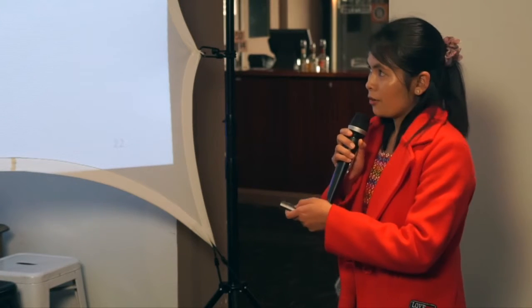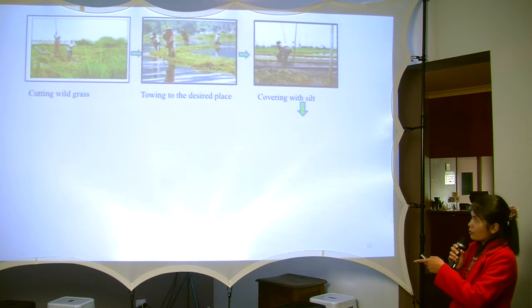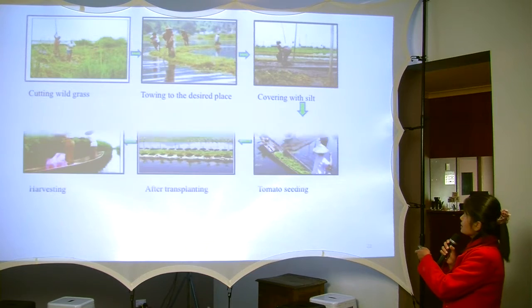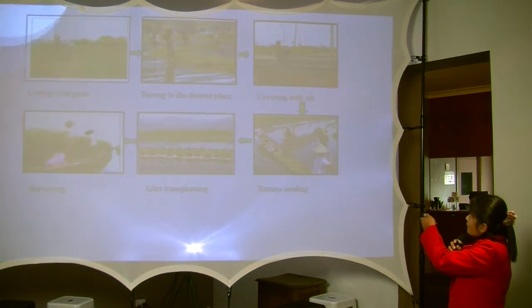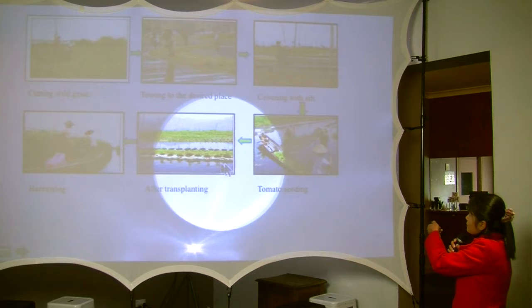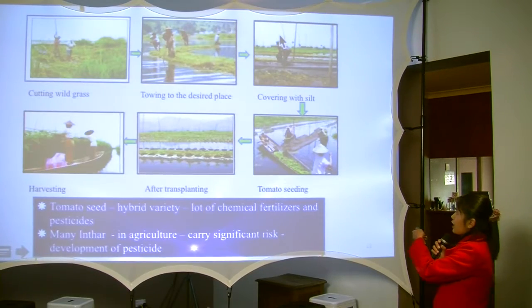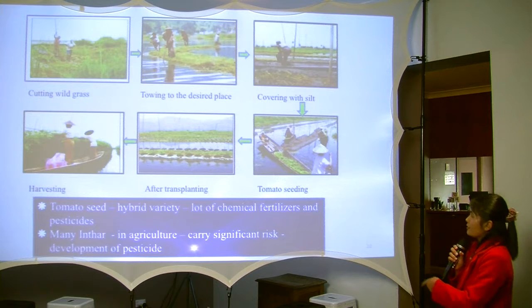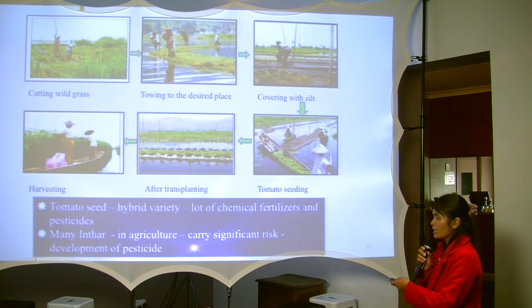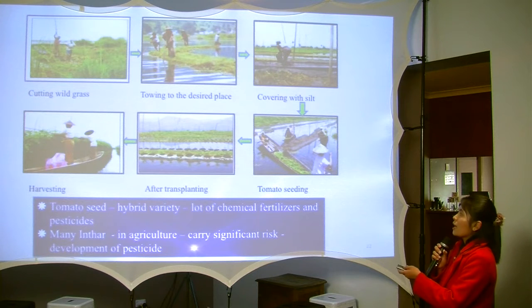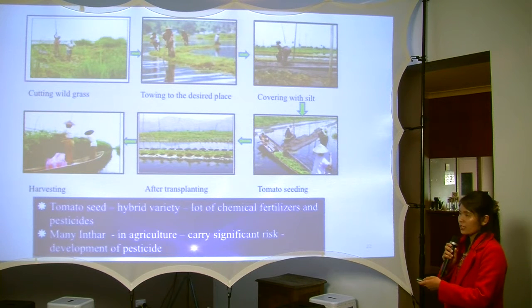I would like to explain how to make the floating garden. Firstly, they collect the white grass along the lake, and then they throw the white grass to the desired place, and then it is anchored by bamboo poles, and after that it is covered by silt from the lake. And then they grow a lot of vegetables and flowers on the floating gardens around the year.